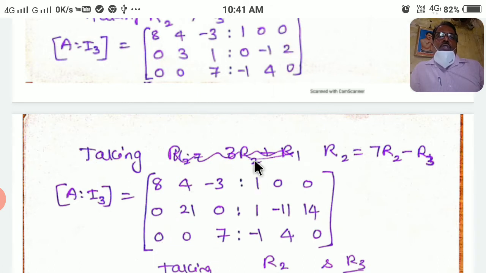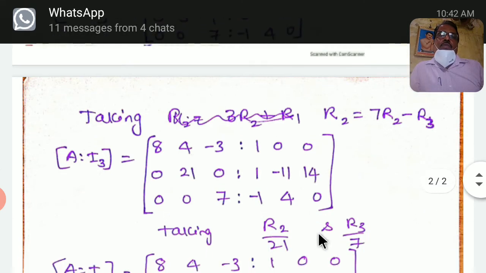Next here 1 0 0 as it is. Now here again the same operation is carried out. So this is 7 R2 minus R3. Multiply this with 7, 7 0 0. 0 minus of minus 1, that is plus 1. Next 7 into minus 1, minus 7. Minus 7 minus 4, minus 11. 7 into 2, 14. 14 minus 0, 14. Next minus 1 4 0, as it is.